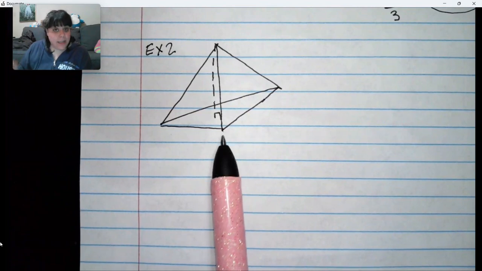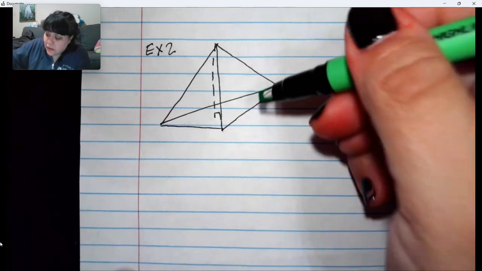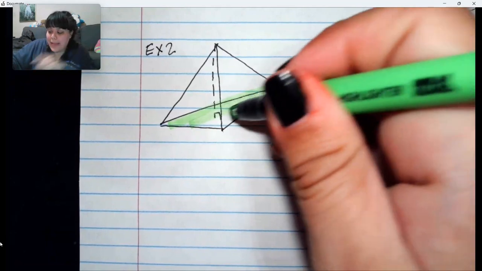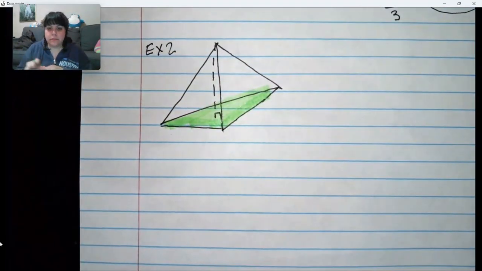We have again another triangular pyramid, which means our base is a triangle. So I'm going to go ahead and highlight my one base. Remember, pyramids just have one base.